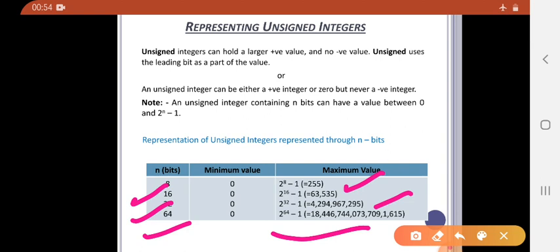For more examples, in a single decimal digit, you can write a number between 0 and 9. The lowest number is 0 and the maximum number is 9. In 2 decimal digits, it is 99, that means 0 to 99. In 3 decimal digits, it is 0 to 999, and so on. So this is the way of representing unsigned integers.